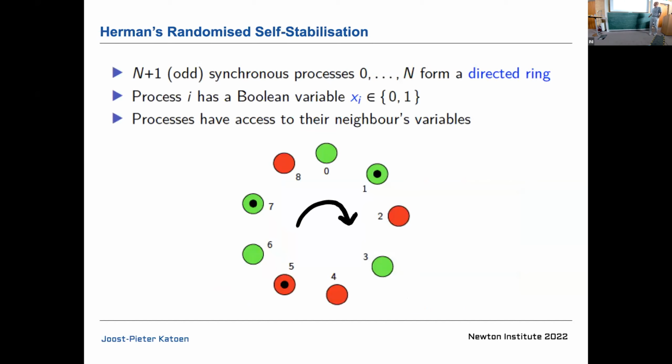The algorithm is in a ring. It has an odd number of processes, and every process only has a Boolean variable. You know your own Boolean variable, and you have access to the Boolean value of your left neighbor. Process number 0 can see the value of its left neighbor. My values are the colors. And then there are so-called tokens. A process has a token if its value is the same as its left neighbor. In my picture, if your color is the same as your left neighbor, then you have a token.